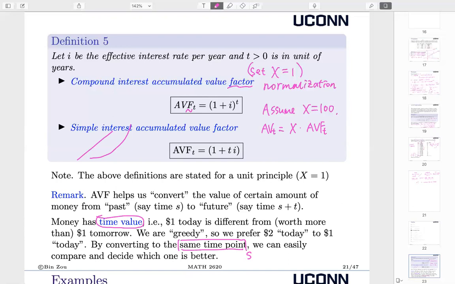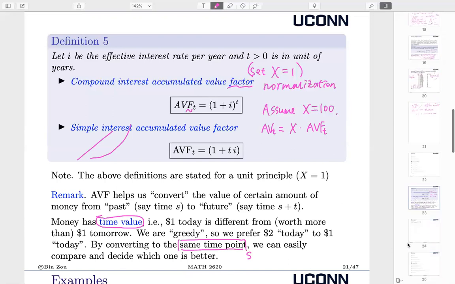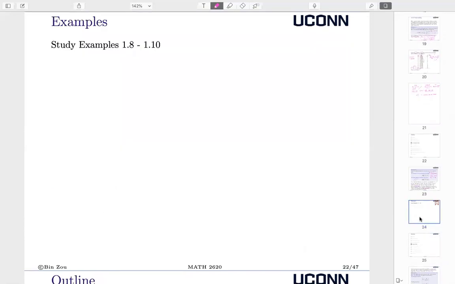Otherwise, given that money has time value, right? It's not surprising that two accounts are different at different times. Even the same account is different, right? So that's the remark I would like to mention. Now let's do some examples.